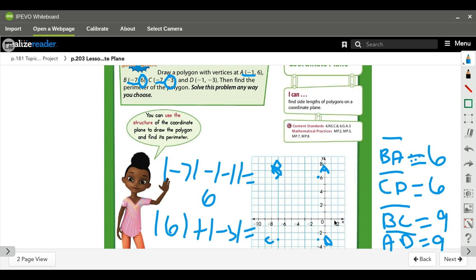So to find the perimeter, all I need to do is add. So 6 and 6 is 12, 9 and 9 is 18. So the perimeter that I have for this polygon is going to be 30 units.